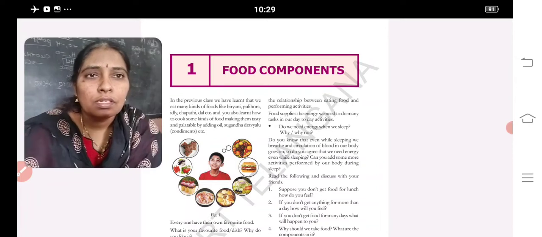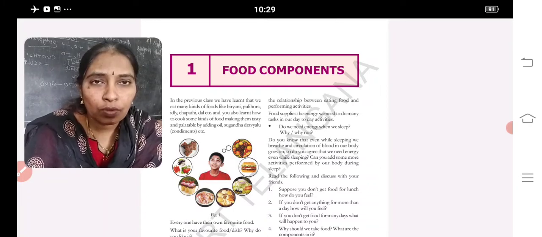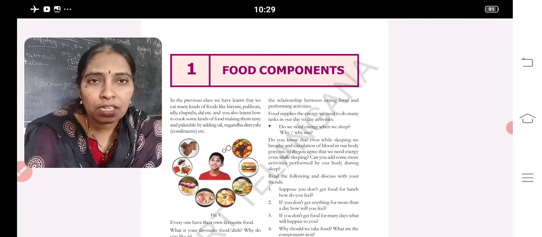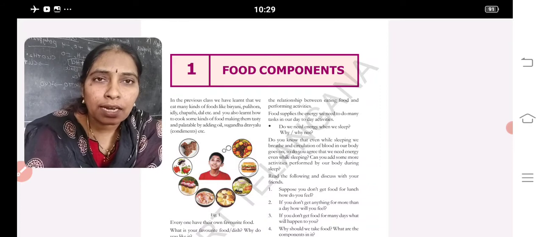Now, children, you can see on the screen the first lesson, food components. So today onwards the revision starts for your SA-1. It is going to be from January 18th onwards. Soon we are going to post the timetable as well as the portion for that.